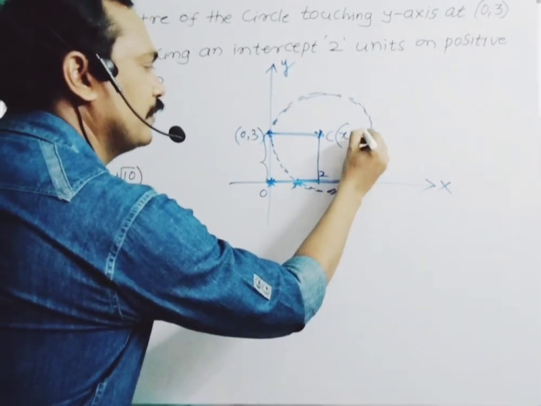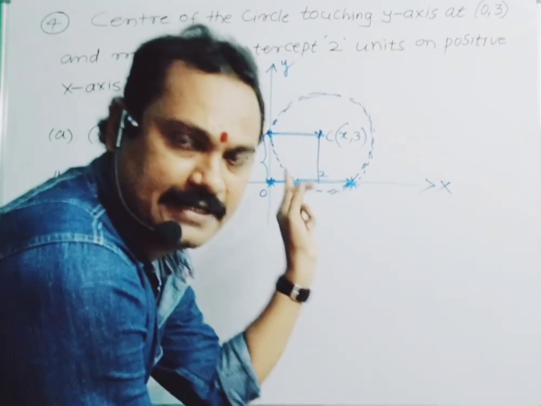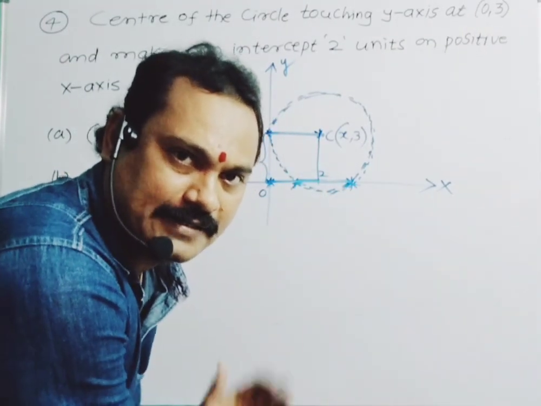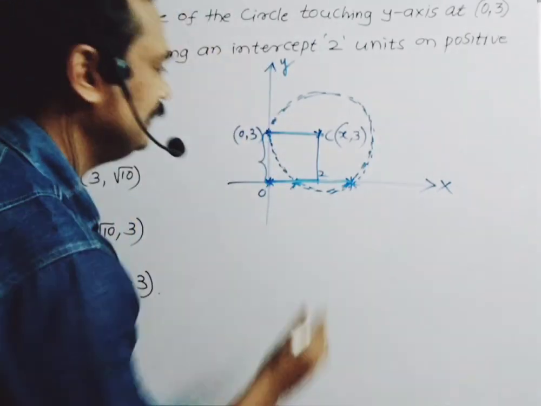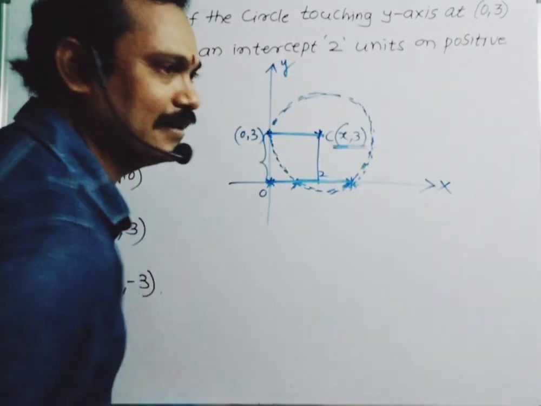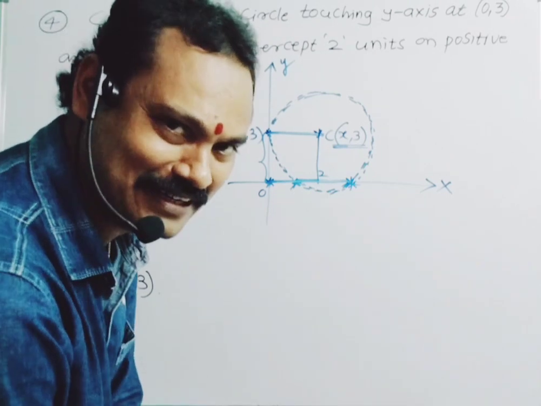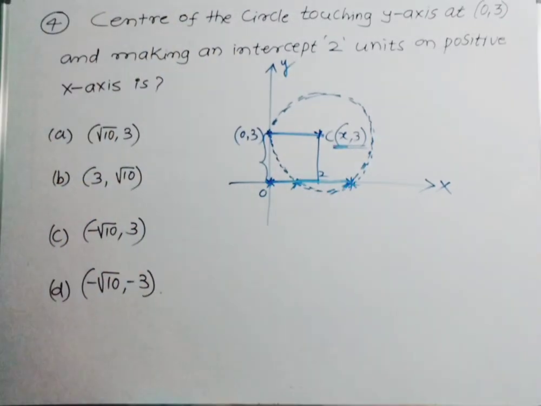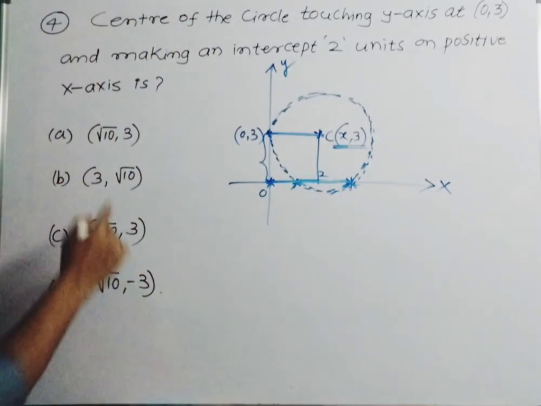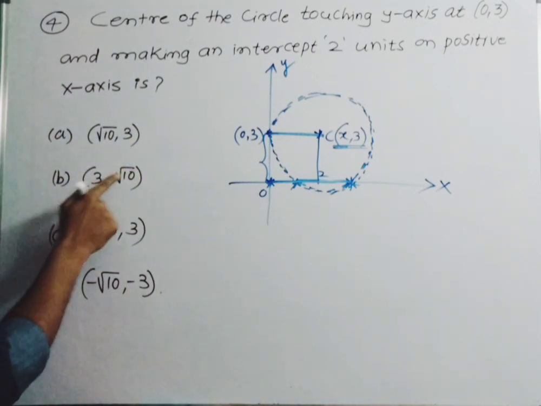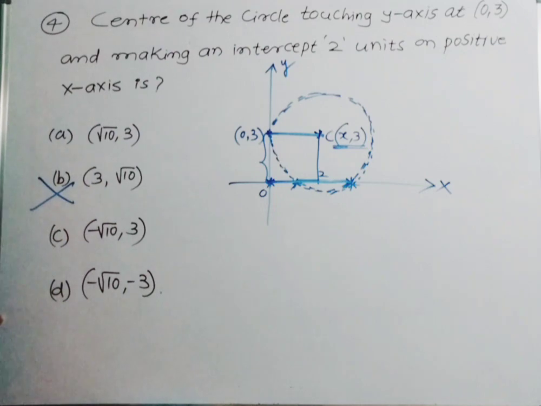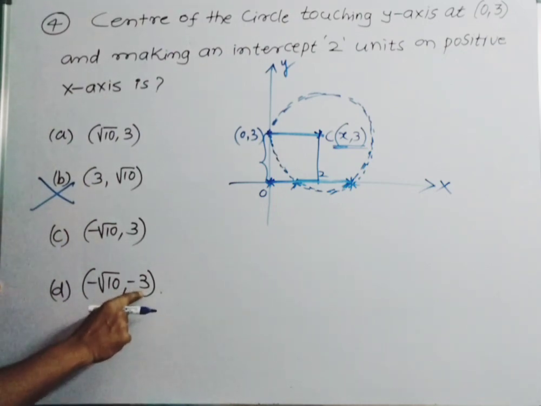So the center of the required circle is some x comma 3. Center of the required circle is in the form of x comma 3. So go through the options. This is root 10 comma 3. This is 3 comma root 10. This is ruled out. And this is minus root 10 comma minus 3.